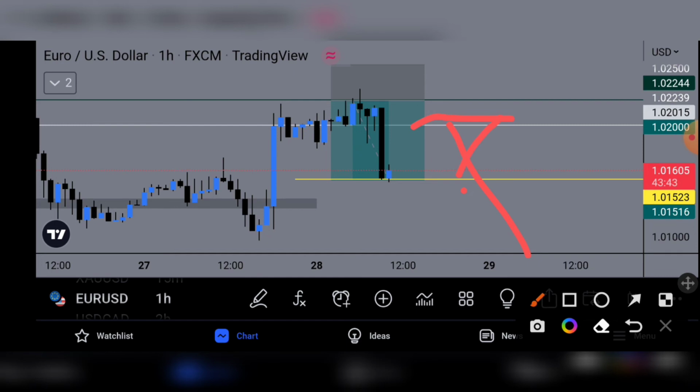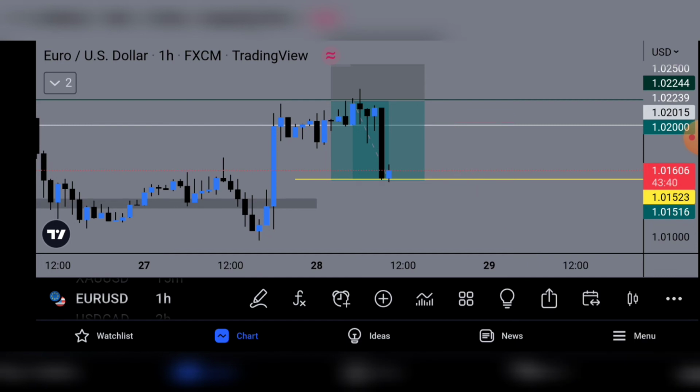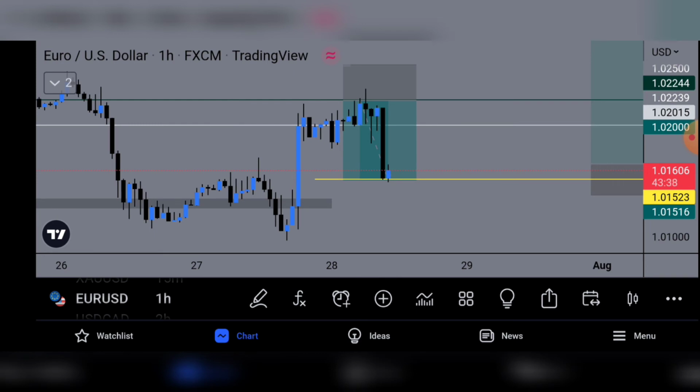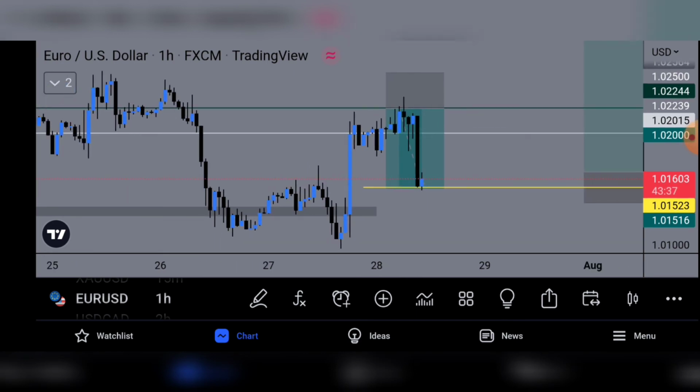Then this white line is my 1.200 psychological level. There are many things to have in mind when observing a currency pair market.